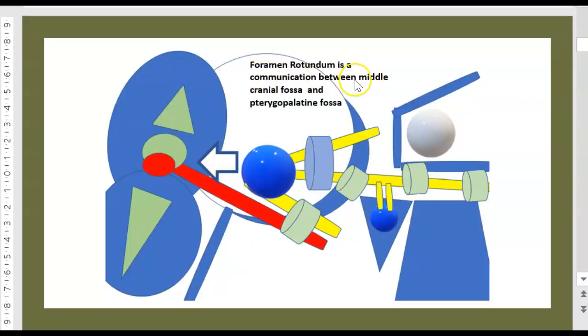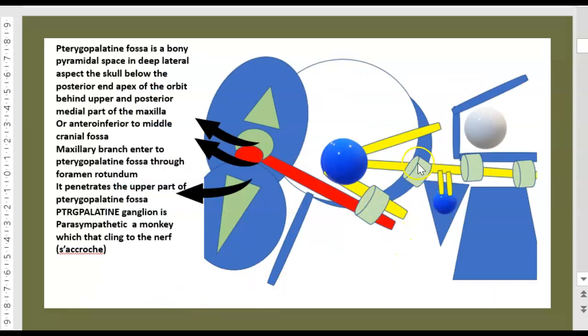The foramen rotundum is a communication between the middle cranial fossa and the pterygopalatine fossa. Here is the pterygopalatine fossa, and here is the foramen rotundum. Another illustration of the foramen rotundum and pterygopalatine fossa. What is the pterygopalatine fossa? It's a bony pyramid space in the deep lateral aspect of the skull below the posterior end apex of the orbit and behind the upper and posterior medial part of the maxilla.